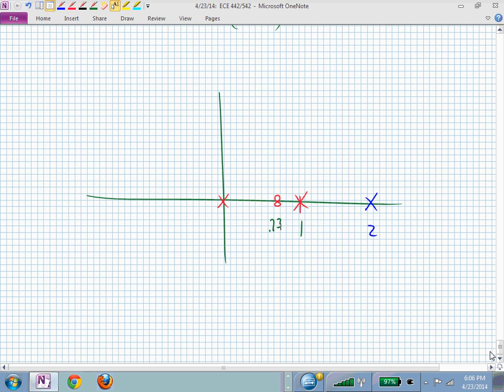What's our root locus look like for this? What real axis segments belong to the root locus? That's a start, isn't it? We know this piece is on the root locus. What about between 0.73 and 1? Between 0 and 0.73? But this piece is on, right? So how many root locus branches do I have?